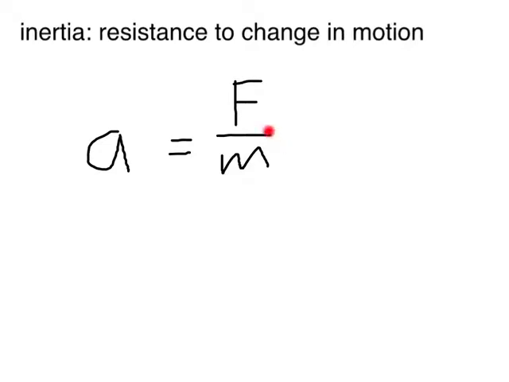In this case, mass is an object's inertia. Mass is a measure of inertia. The more mass an object has, the more difficult it is to get it to change its motion. You have to apply more force to get the same acceleration if you're dealing with a large mass object.